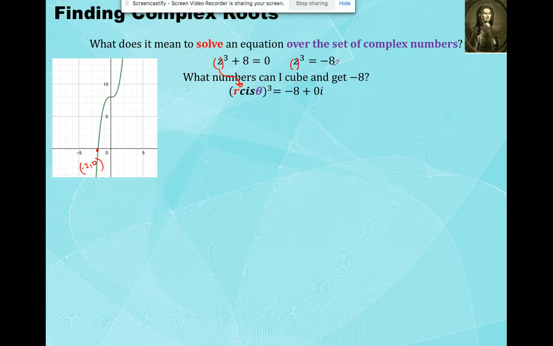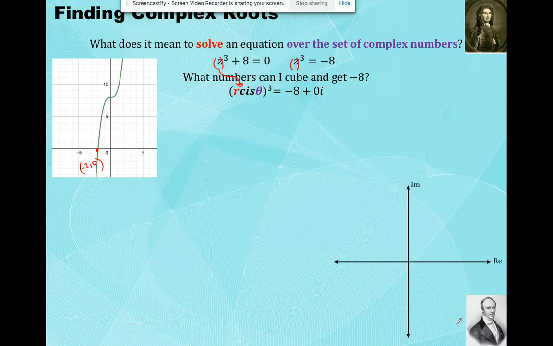-8 is a real number, but I can turn it into a complex number by writing -8 plus 0i. I also know how to graph that. Thank you, Argand. I know how to graph that not on the xy plane, but on the real imaginary plane. What number can I cube and get -8 plus 0i? Here is -8 plus 0i. Now that's in rectangular. I have an equal sign and I have polar.